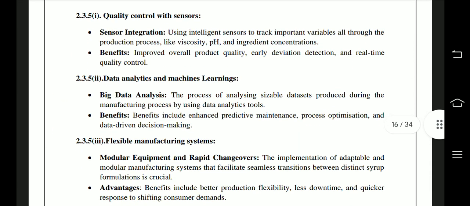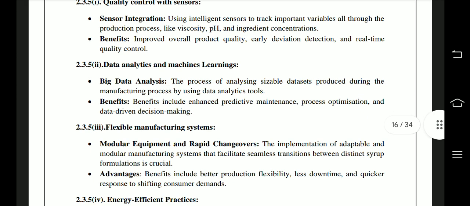Second step is data analytics and machine learning. Big data analysis: the process of analyzing sizable data sets produced during the manufacturing process by using data analytics tools. Benefits include enhanced predictive maintenance, process optimization, and data driven decision making.